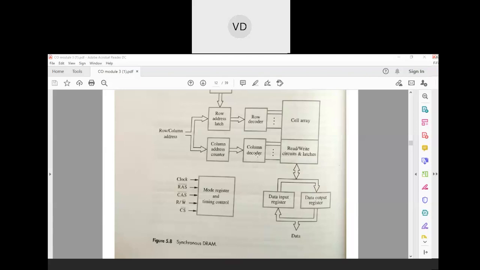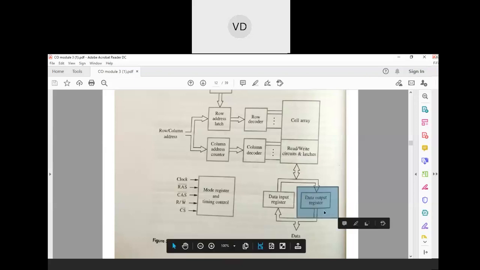Then it will be given to the column decoder. Using the row address and the column address, that complete row and column will be selected. Using the read/write signal, the data will be transferred either to the input register or to the output register. So what is this data output register? If you are doing the read operation, you have to read the data and bring it back to the user, means you have to output the data to the user. At that time, if you are doing the read operation, the data is stored in this data output register.